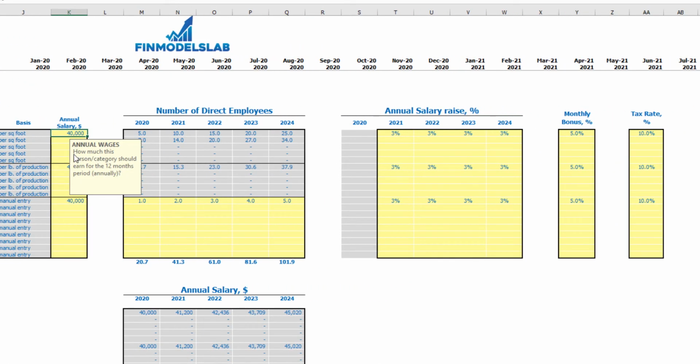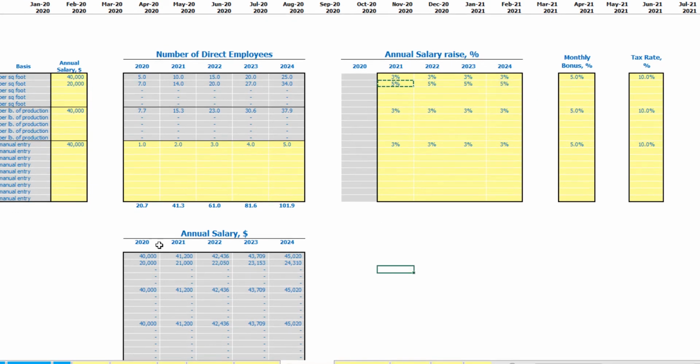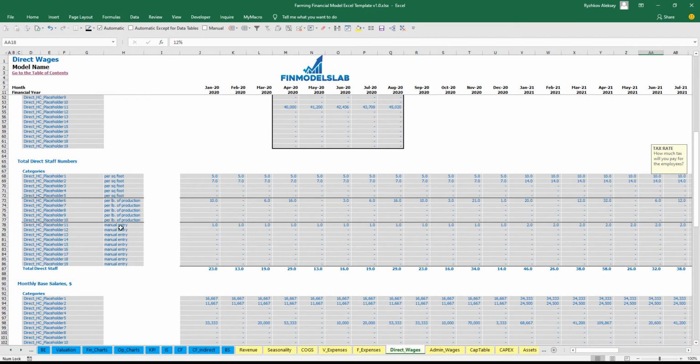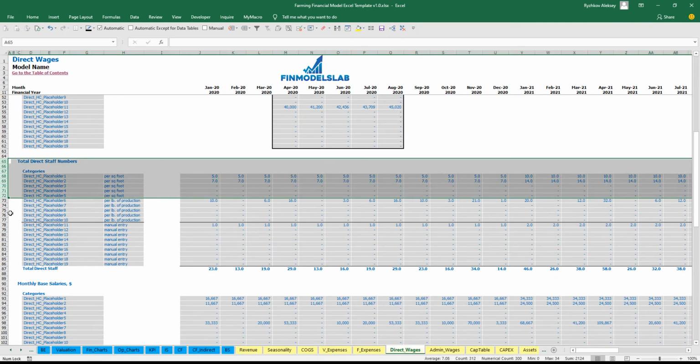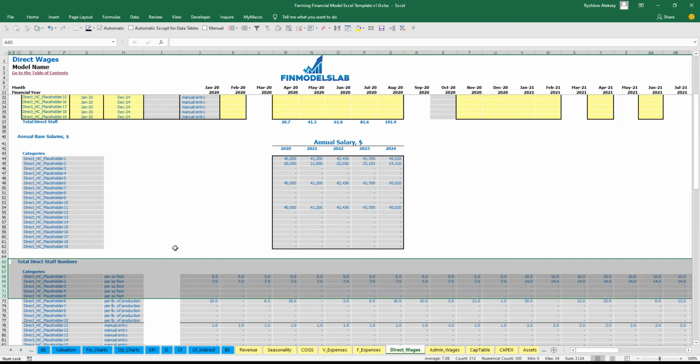Also, you can set up the annual salary per 1 FTE, which can be, for example, $20,000. You can input annual salary rise, 5% for example, per year. Below you may see the calculation of annual salary depending on base salary and annual salary rise. You have also monthly bonus, which can be 10% for example, and the tax rate, which is payroll tax, for example 20% or 12% in this case. Below you may see the calculation of staff numbers or headcount numbers, salaries, monthly bonus and monthly base taxes.